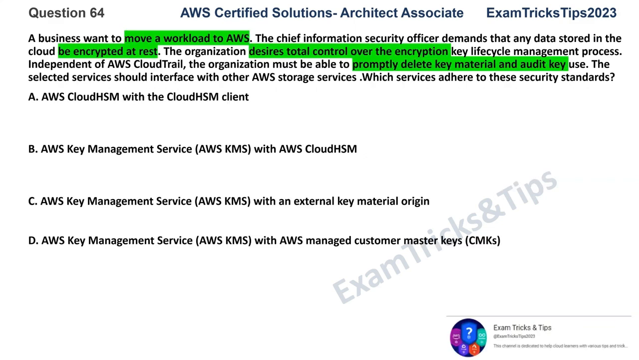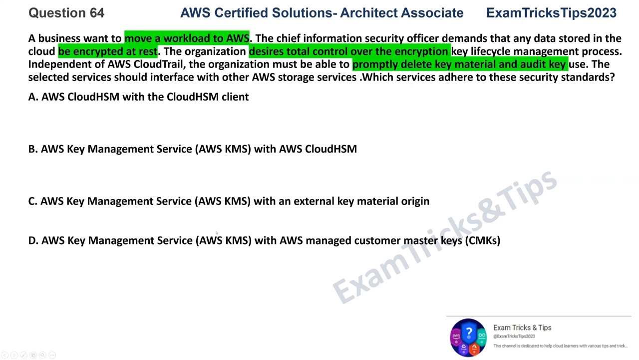This is a security question. Let's jump in and understand what we have in terms of keywords here. So this is an on-prem move scenario, a migration scenario. Before moving the data, we want to make sure that encryption is done on the data. Another important keyword here is that the organization wants complete control over the encryption key and the lifecycle management process of the key. They should be able to delete the key material and audit key use, which is again an extension of that control. They should be able to interface with other AWS storage services so that you can make use of the encryption mechanism we have put in place to encrypt the data in those storage services.